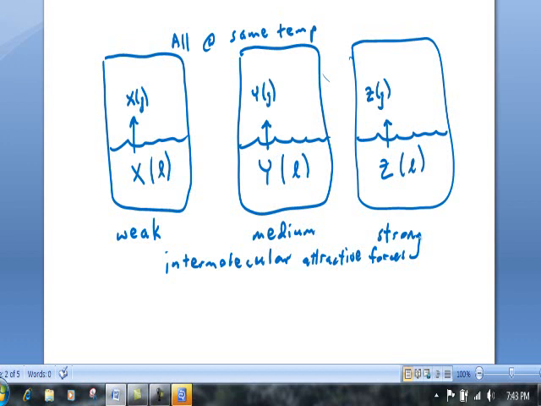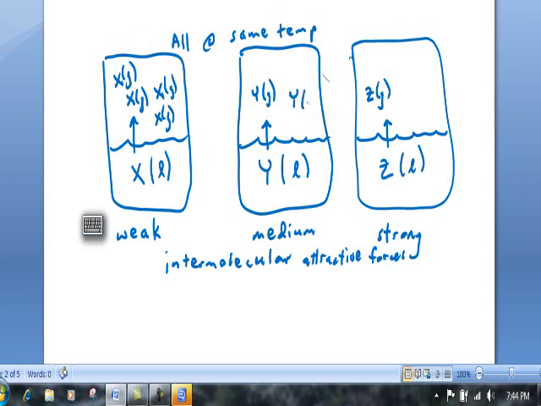Now, all liquids will have some particles that can go from liquid to gas. Given that these are all three at the same temperature, the compound that has the weakest intermolecular attractive forces, compound X, will have the most particles that become gaseous.